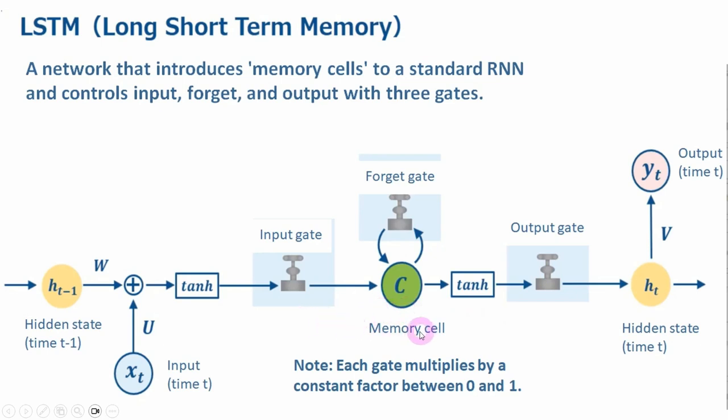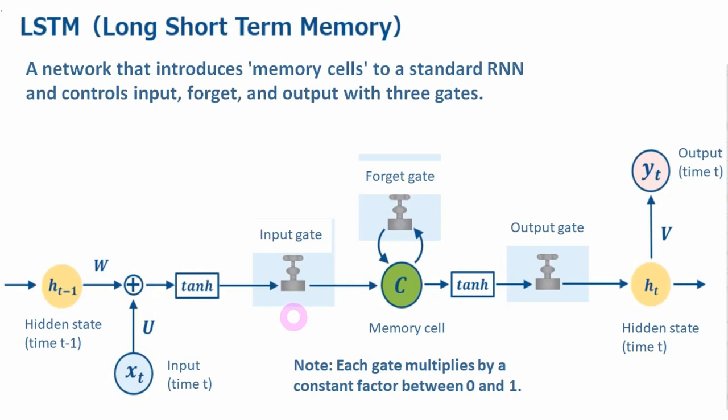The twist is the memory cell and the 3 gates. These gates learn to control when to write new information into memory, when to erase old information, and when to output that memory. That's how LSTM can remember things for a long time and ignore irrelevant past data. So, while the basic RNN struggles with long-term dependencies, LSTM solves it with this gated structure.